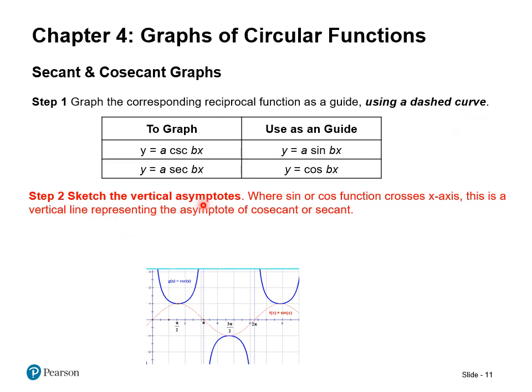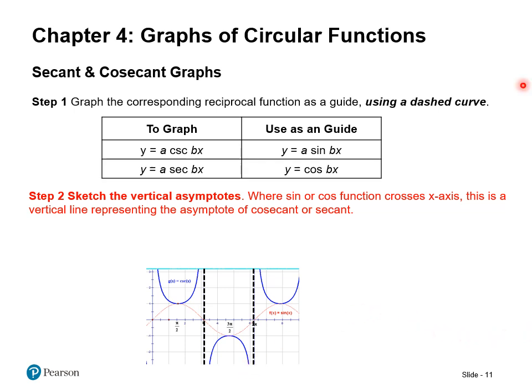is sketch the vertical asymptotes. And wherever sine or cosine crosses the x-axis, here you can see it at pi and 2 pi for sine, this is a vertical line representing the asymptote of the cosecant or secant. And so we draw those asymptotes in. Again, these happen wherever the sine or cosine is crossing the x-axis, because remember that cosecant equals 1 over sine, and if sine is 0, 1 over 0 is undefined. And so that's the first thing we can do, just knowing those relationships.